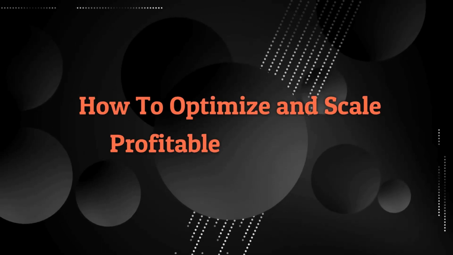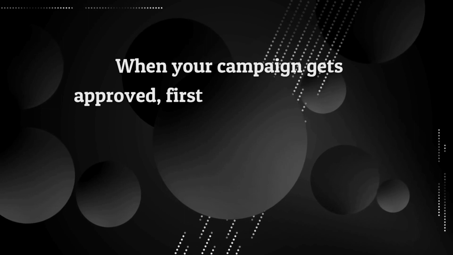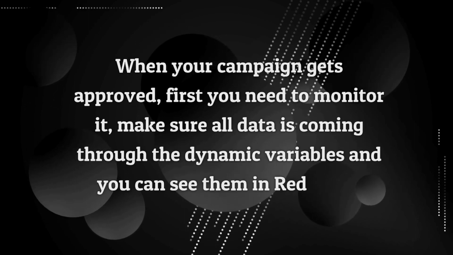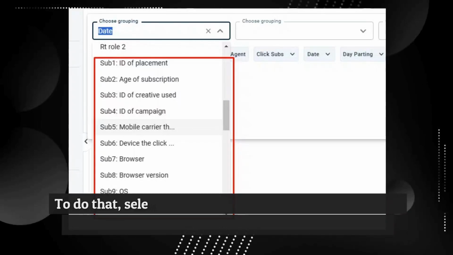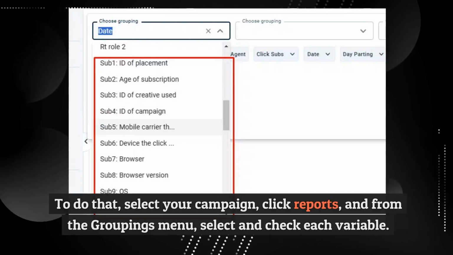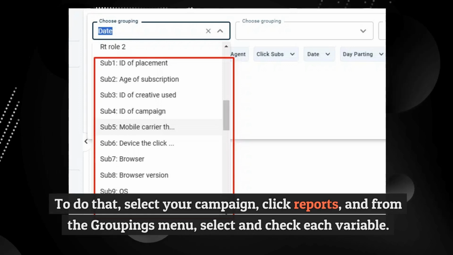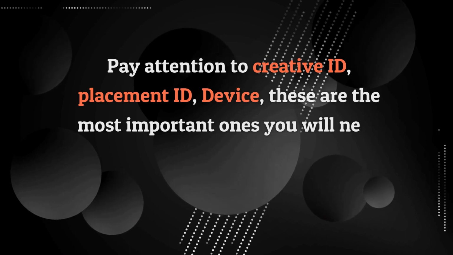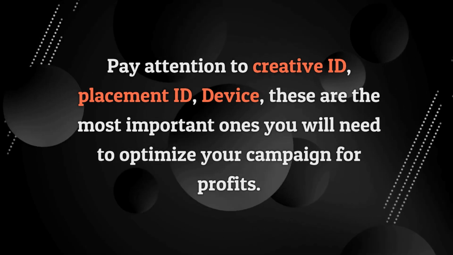How to optimize and scale profitable campaigns. When your campaign gets approved, first you need to monitor it. Make sure all data is coming through the dynamic variables, and you can see them in RedTrack. To do that, select your campaign, click Reports, and from the Groupings menu, select and check each variable. Pay attention to Creative ID, Placement ID, Device. These are the most important ones you will need to optimize your campaign for profits.